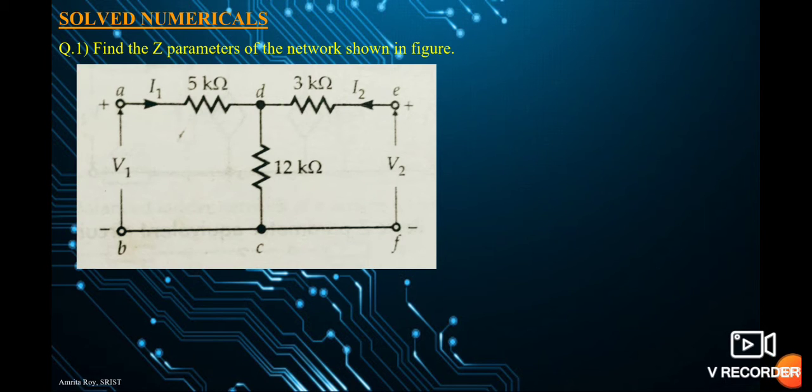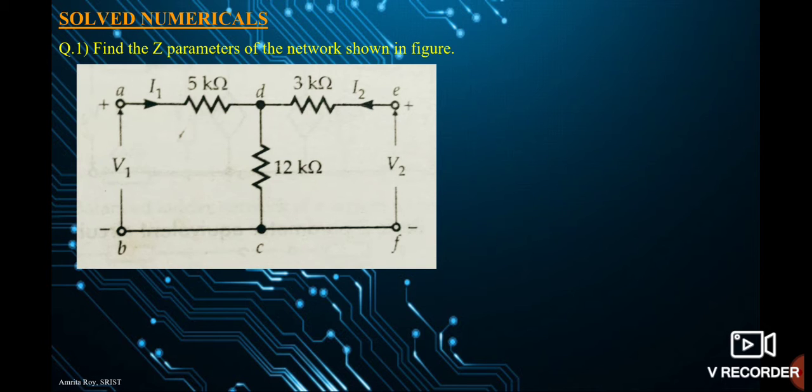So now we are going to solve some numericals. So let us see the first numerical. The first question is to find the Z parameters of the network shown in the figure. In the figure we can see that there are three impedances given: 5 kilo ohm, 3 kilo ohm and 12 kilo ohm. The supplied voltage is V1 and on the other end it is V2.